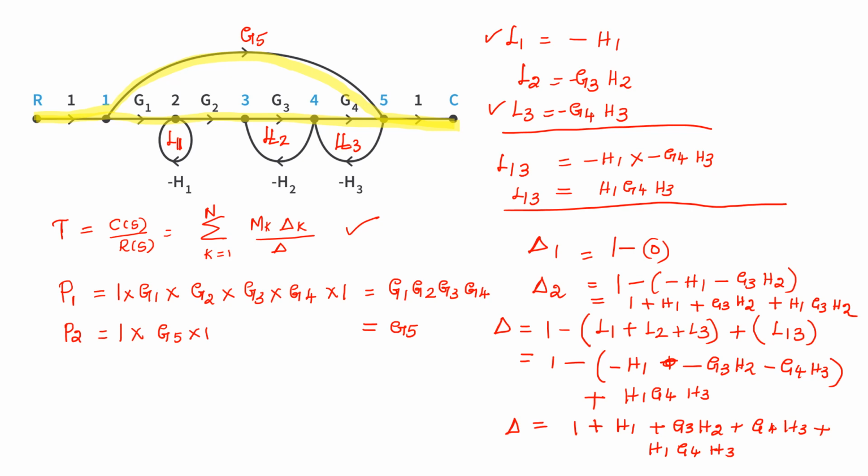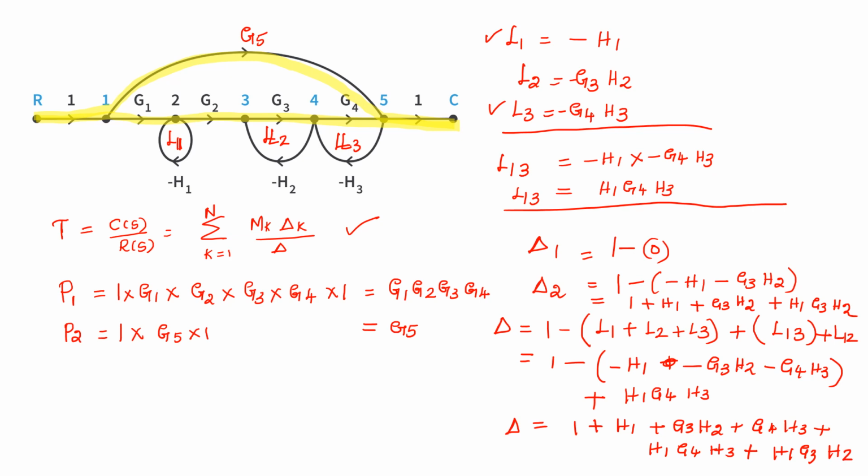Here there is one mistake in delta. Here both are non-touching loops. In a similar manner, L1 and L3 are non-touching, and L1 and L2 are also non-touching loops. So I have to take into account L12, so plus H1 G3 H2. This is delta.